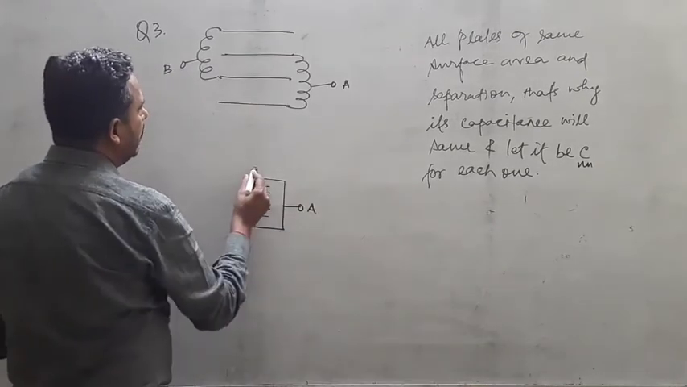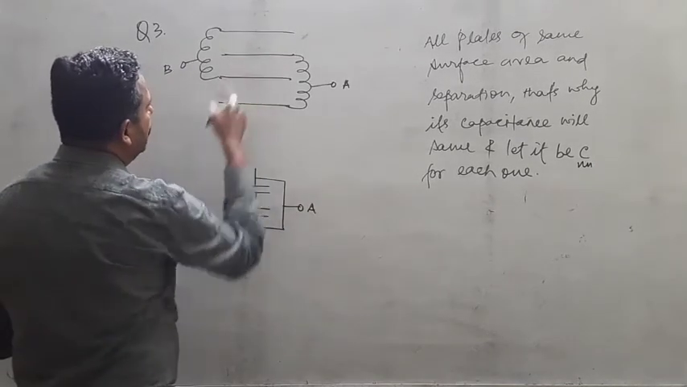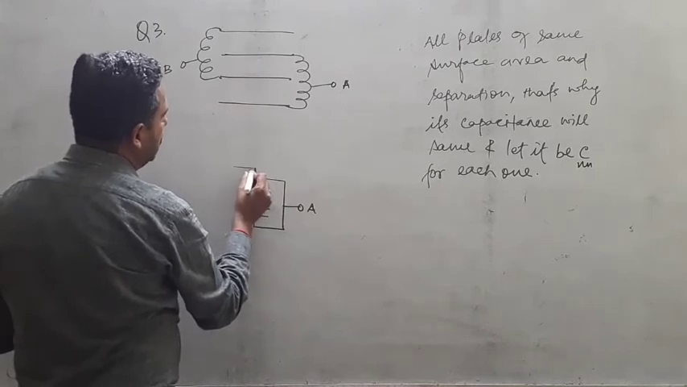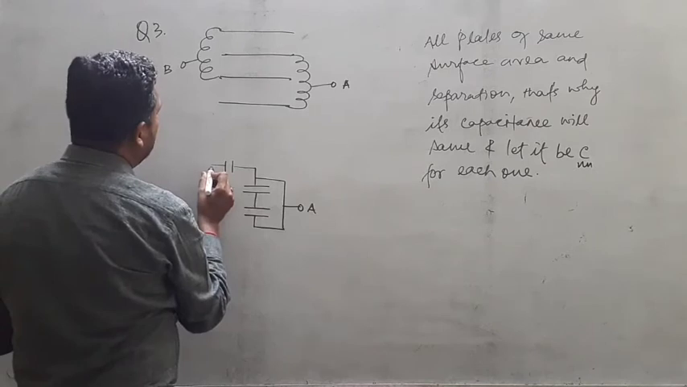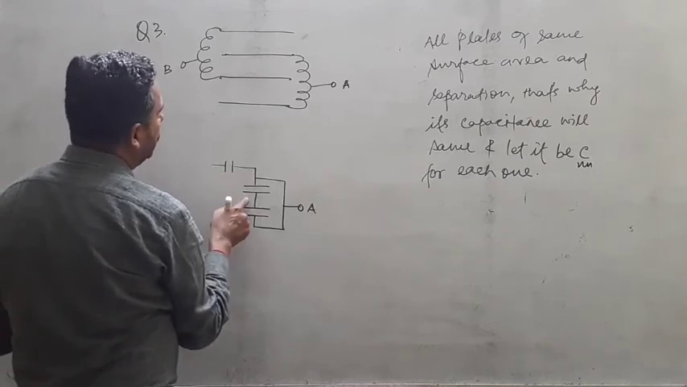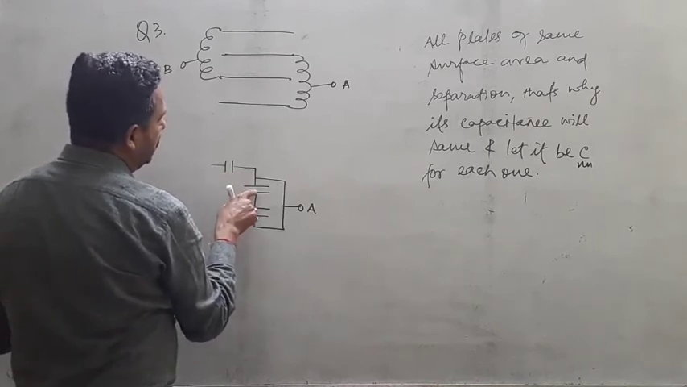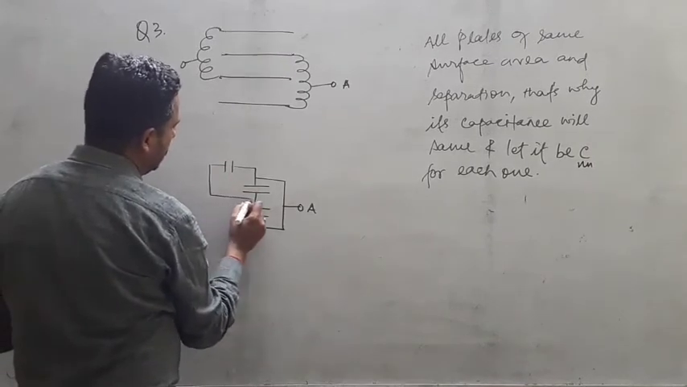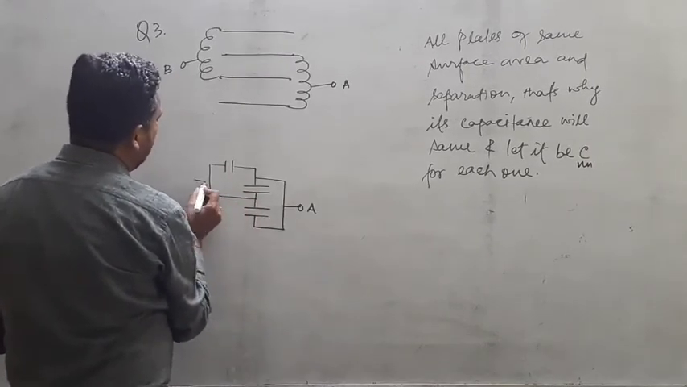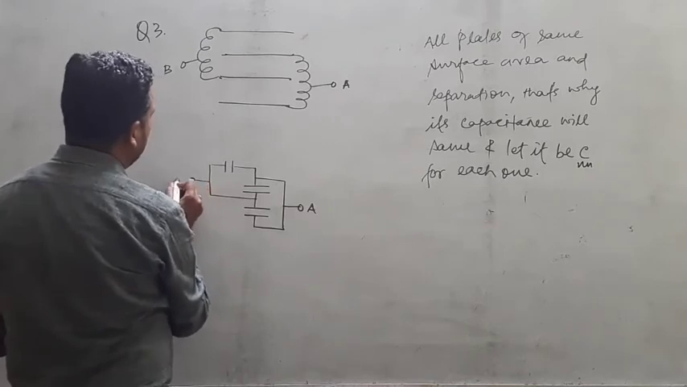Accordingly, from here you connect one more capacitor, and its second terminal is connected to the second plate of the first capacitor, that is from here, like that. And you can see this one is your other terminal, terminal B.